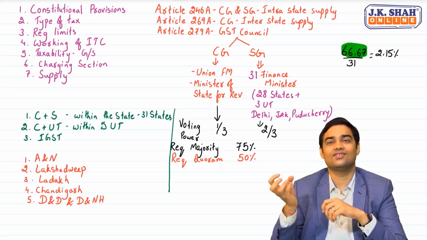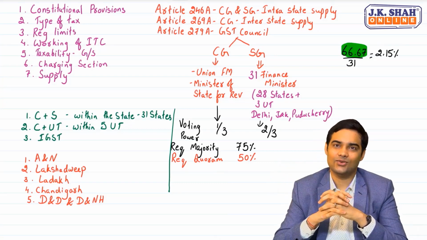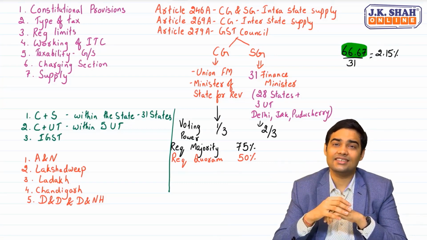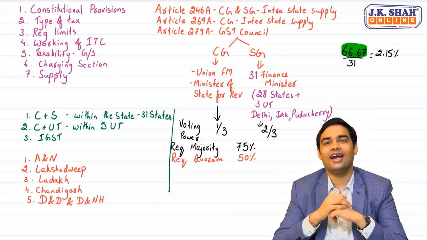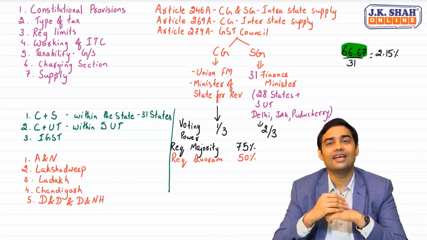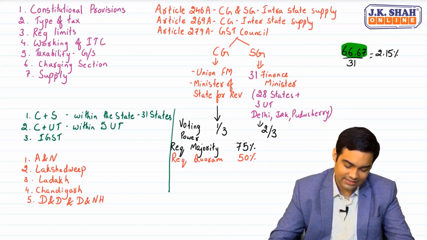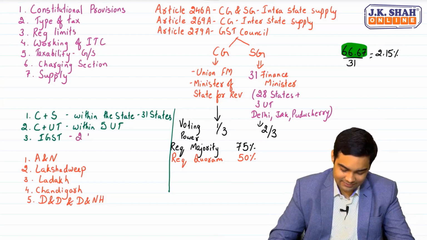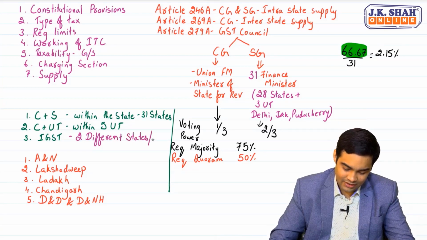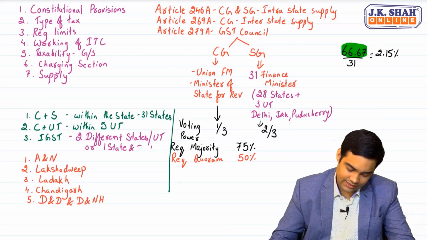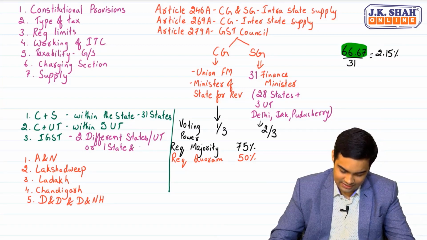If the transaction is within Andaman and Nicobar, C plus UT. But sir, what if the transaction is between Andaman and Nicobar and the place of supply is in Lakshadweep? In such cases, IGST will be applicable. So, whenever it's an interstate supply, that is, the location of supplier and place of supply is in two different states, two different union territories, or one state and one union territory, then we will charge IGST. Understood? Yes.